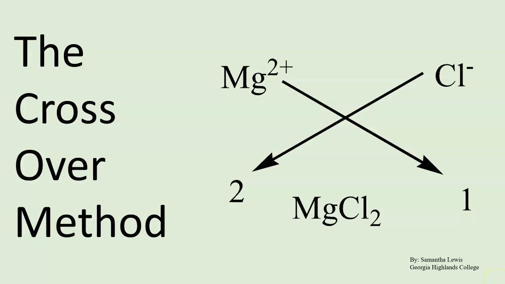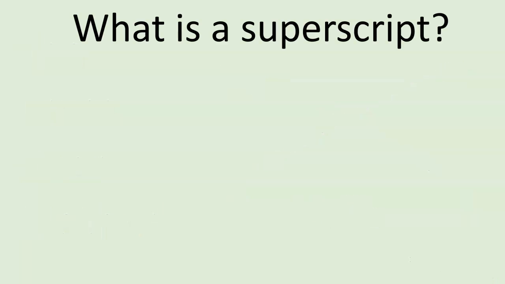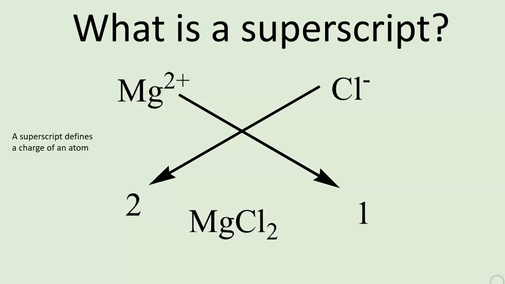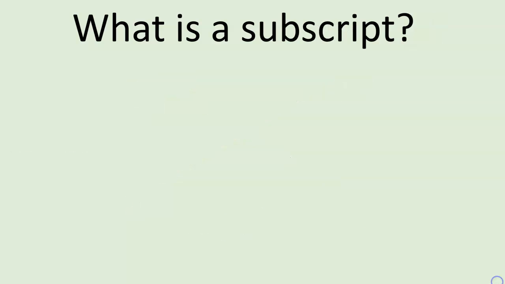About all the rules that go along with the crossover method. So the first thing we want to ask is, what is a superscript? Well, a superscript defines a charge of an atom. It's at the upper right-hand side of your element. This particular element is a magnesium, and it has a positive 2 charge.